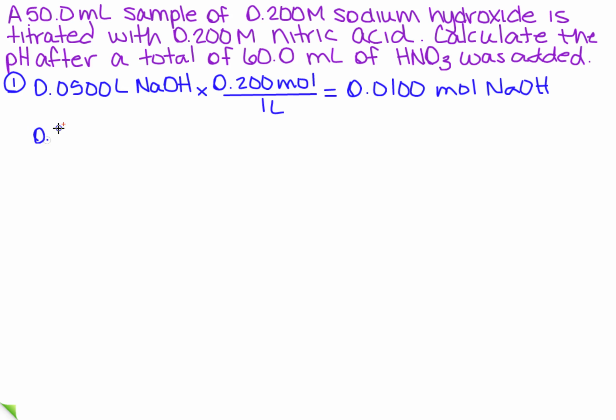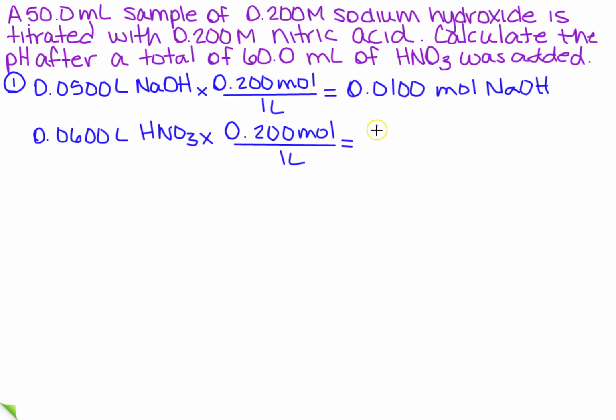So I've got 0.0600 liters of nitric acid, so HNO3. I'm going to multiply that by the concentration, which was 0.200 moles per 1 liter. And this time my moles are going to be 0.0120 of the HNO3. Now, what I need to do is compare those. I know that the acid is more than the base, so this is going to be beyond my equivalence point.